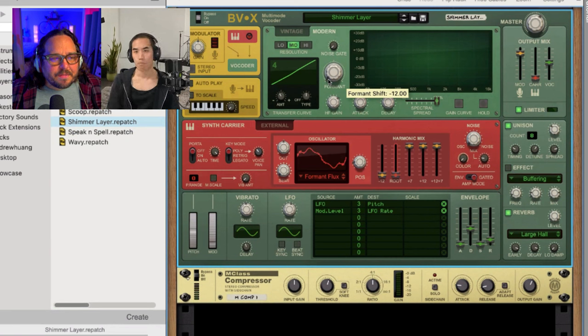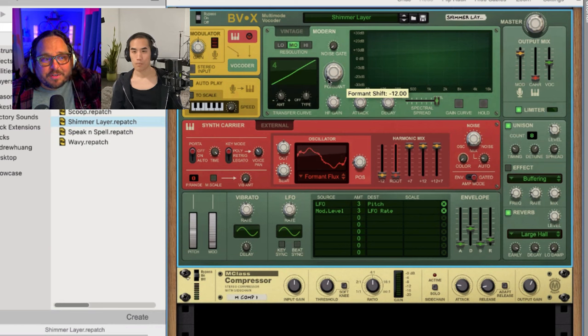I love that concept of, I mean, even to call it a layer, you know, it's so easy to think of BVX and vocoders in general as the feature of the sound and not the supporting element to what remains the feature, you know? So yeah, totally.